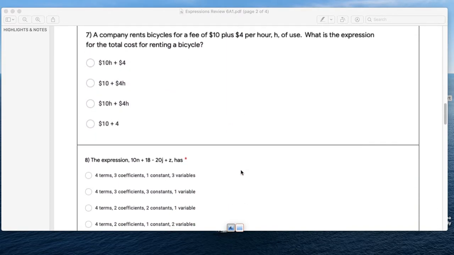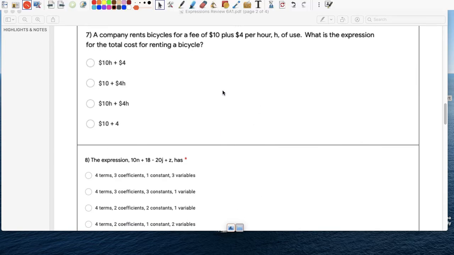Siete. Ooh, this one we did on Friday, okay? So a company rents a bicycle for a fee. So to get a bicycle, you need to pay $10 plus $4 per hour. So which of these expressions, right, represent 10 plus $4 per hour?